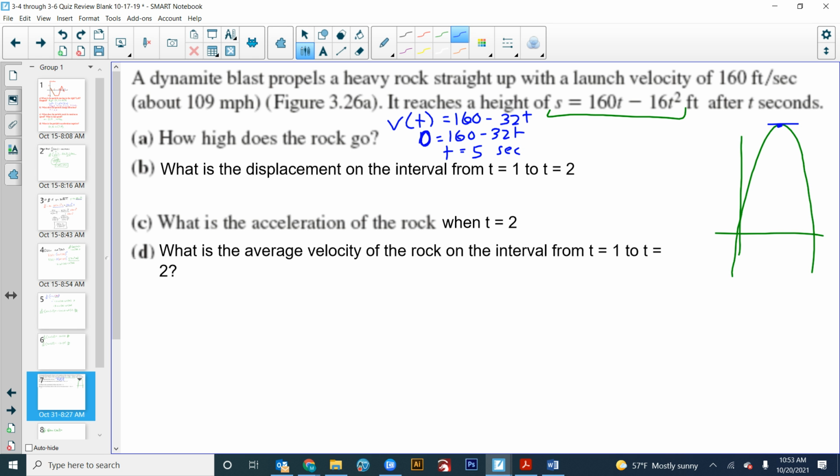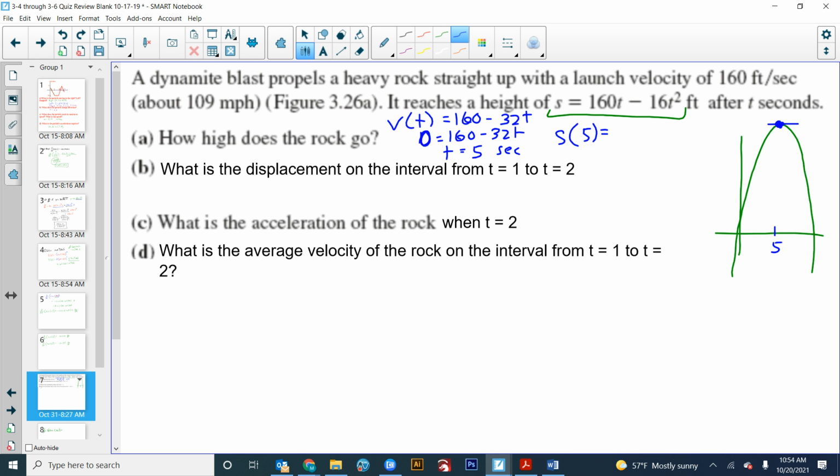The question asked, how high does the rock go? Well, at 5 seconds, the rock is at its highest position. So S of 5 is 5 times 160. Don't need a calculator for that. 800, right?